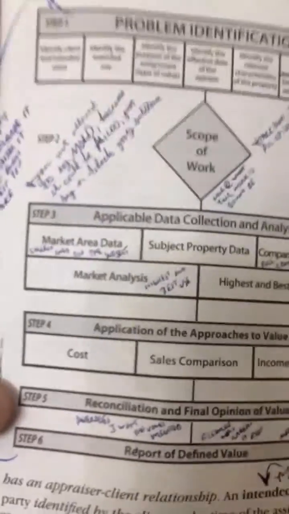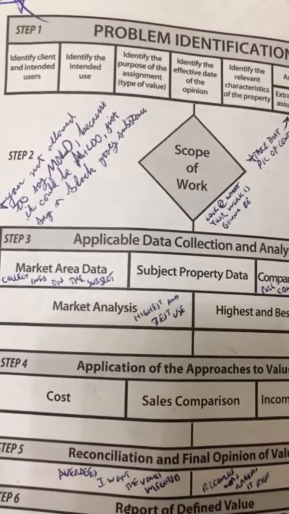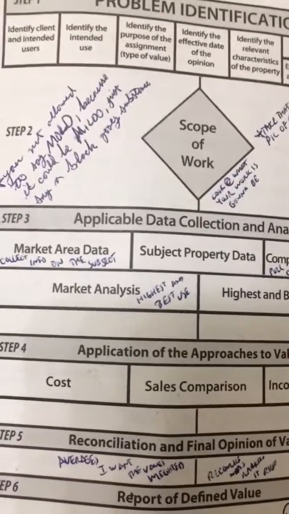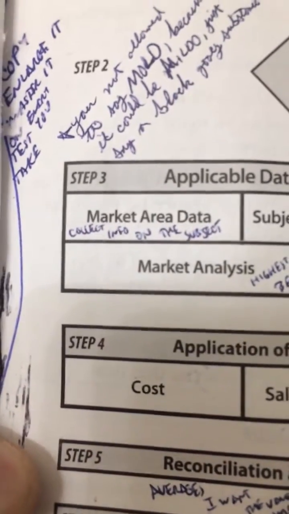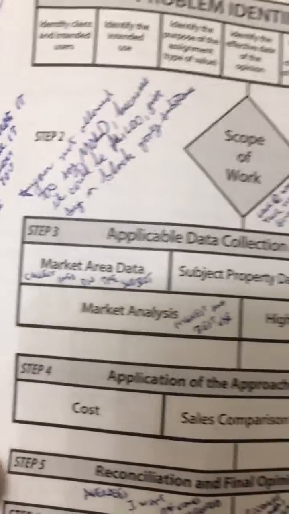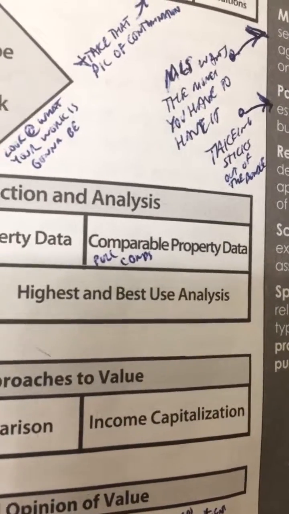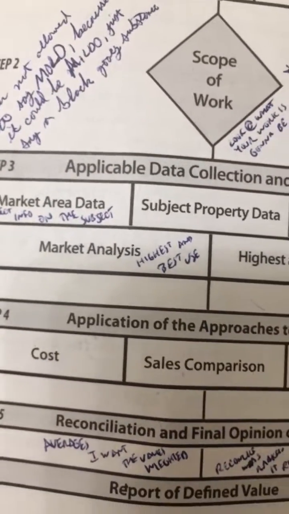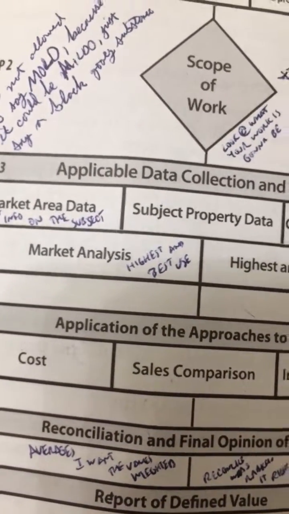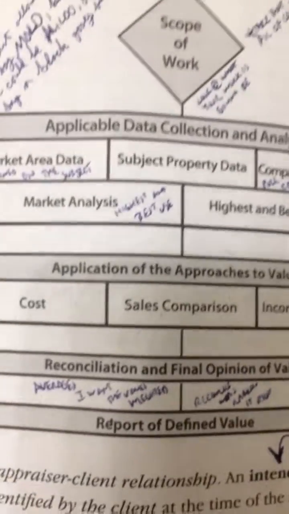Underneath scope of work, you get step number 3, applicable data collection and analysis. You get market area data. Collect information on the subject. Then subject property data. Then comparable property data, pull comps. Then your market analysis, what is the highest and best use? Highest and best use analysis.